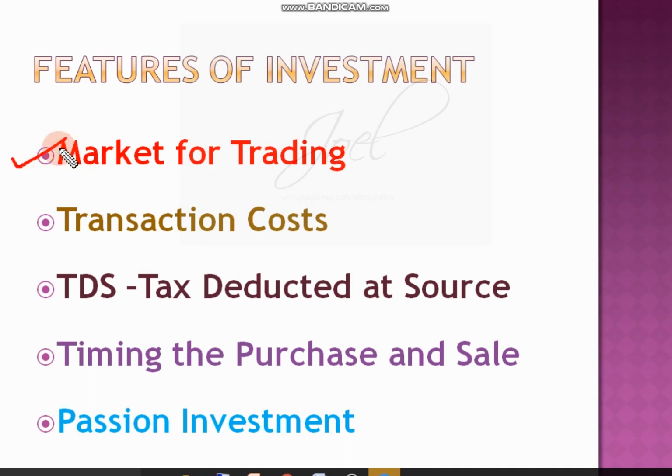You have a building, the real estate market is there. You have gold, there are gold jewelry shops. So for all these things, there is a market for trading. Then transaction cost. Whenever you are investing, transaction cost will be involved.